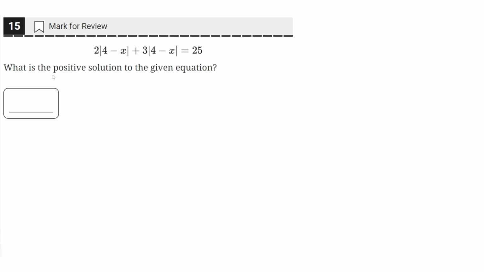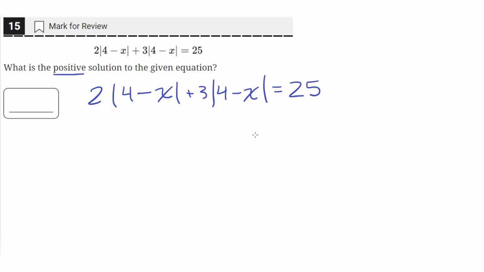What is the positive solution to the given equation? So we have this equation here with absolute values, and we need to find a solution that is positive. So this is the equation: 2 times the absolute value of 4 minus x, plus 3 times the absolute value of 4 minus x, which equals 25.